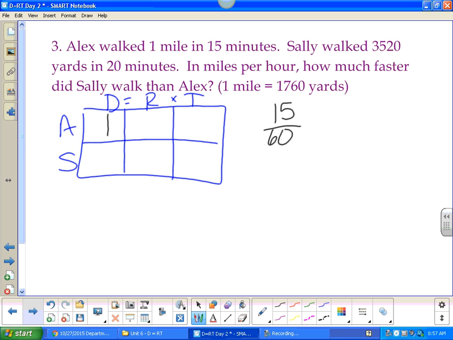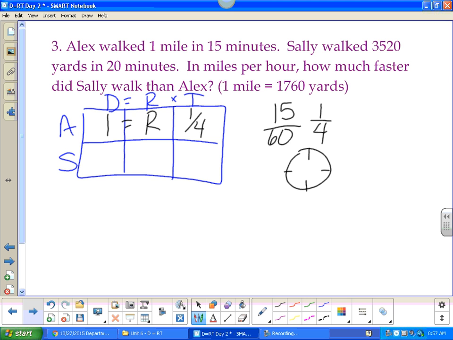Okay, we'll look at a clock. How many 15 minutes are in an hour? 4. So this is 1/4. And that's my time. And I don't know my R. I don't know how fast.